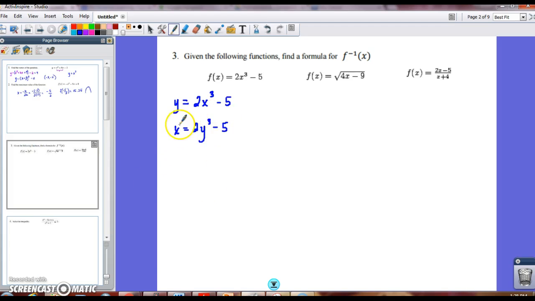So if I add 5 to both sides and divide by 2, so add 5 to both sides, then I'd end up with x plus 5 equals 2y cubed. Then divide both sides by 2, I end up with that. And if I take the cube root of both sides, I end up with y is equal to the cube root of x plus 5 over 2.